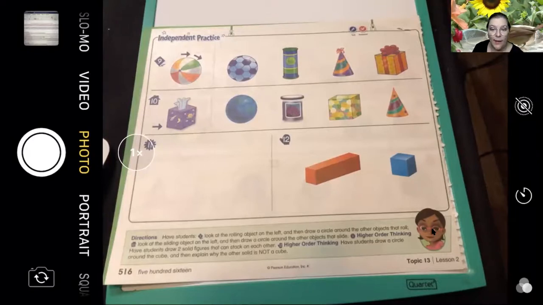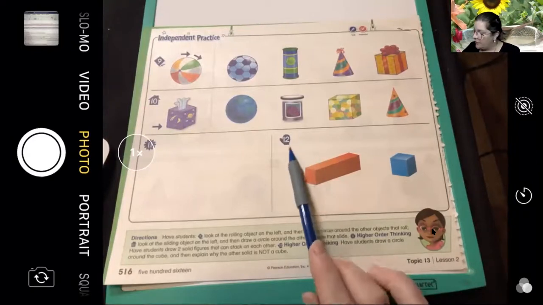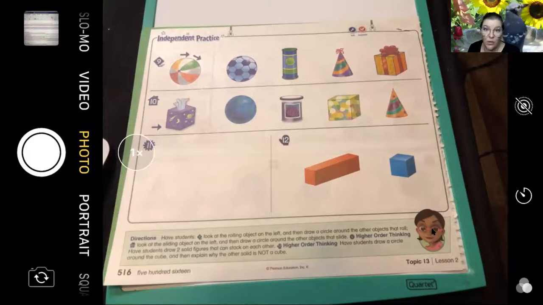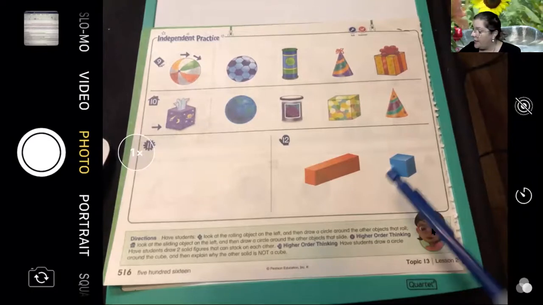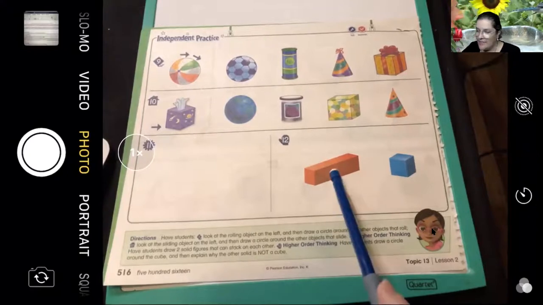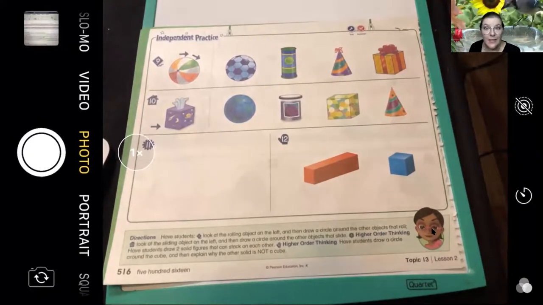All right, number 12. For number 12, draw a circle around the cube. Then you're going to explain why the other solid is not a cube. And remember, for cubes, all the sides are the same length. So around the whole thing, it's all the same. So why is this rectangular prism not a cube?